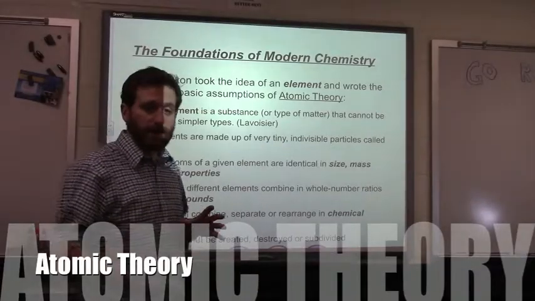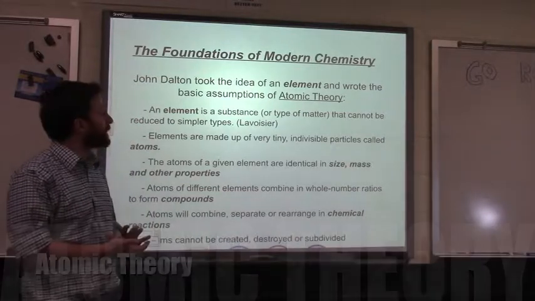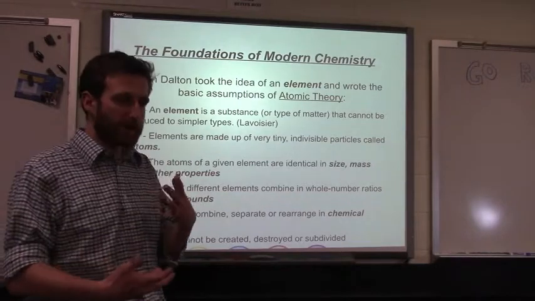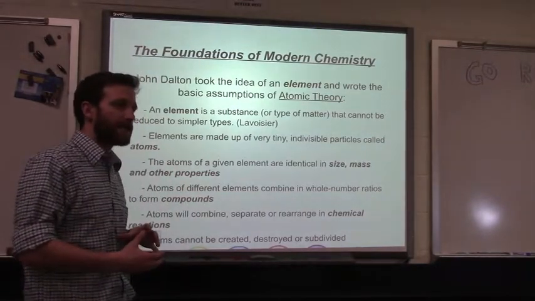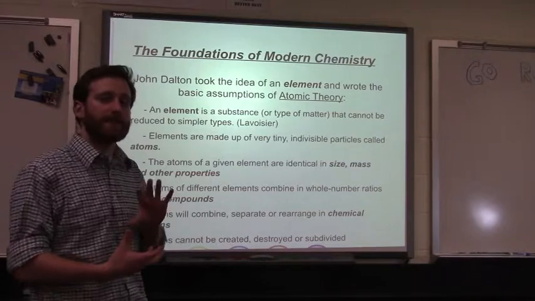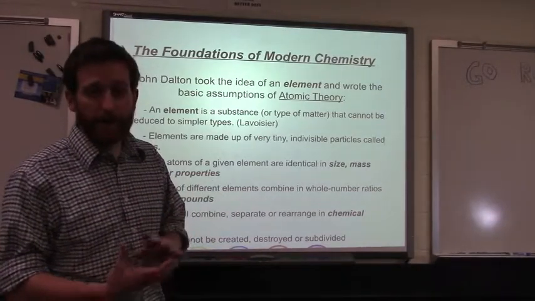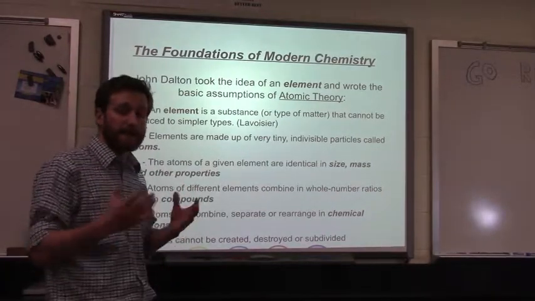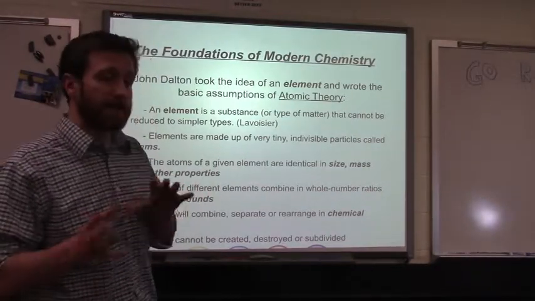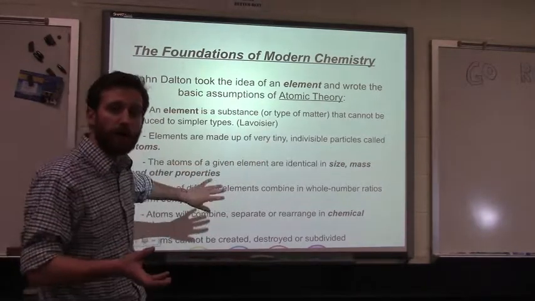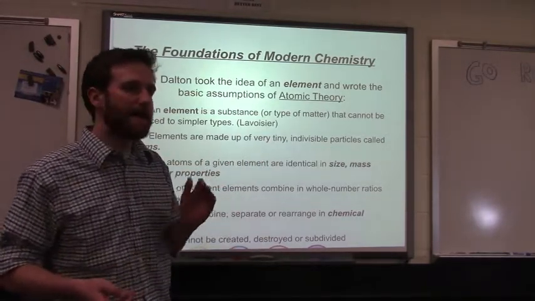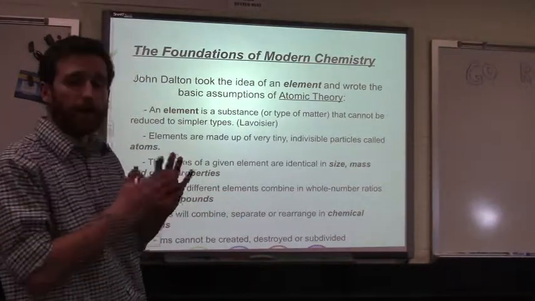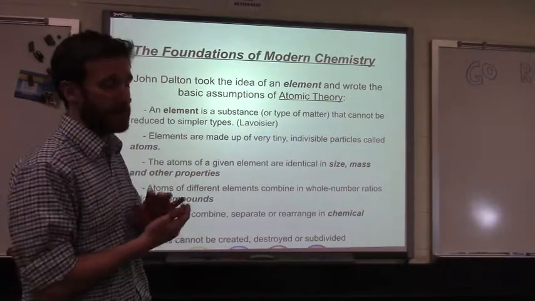So what John Dalton did was he took some of the ideas of an element and what an element was that Lavoisier wrote about, and he took that and he combined it with Democritus' atomic theory, and he wrote some basic assumptions of his new atomic theory, which still stands as the atomic theory. Now, consider that these are how he wrote them in his time, and may not all be true to this day. And so we'll talk about which ones we don't find true anymore and what that means for chemistry.